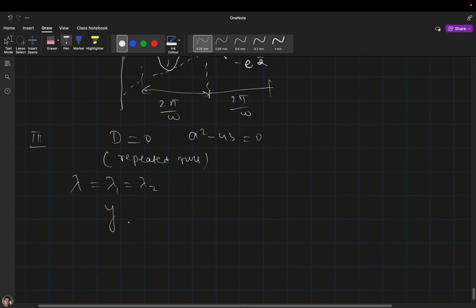Then you can see that one solution will be what? e raised to the power lambda 1 x, and the other solution will also be e raised to the power lambda 1 x. But I have already told you that these two solutions have to be linearly independent. But you can see that these two are the same, which means that these two functions are linearly dependent, which means that we cannot accept this solution. So we have to find another solution.